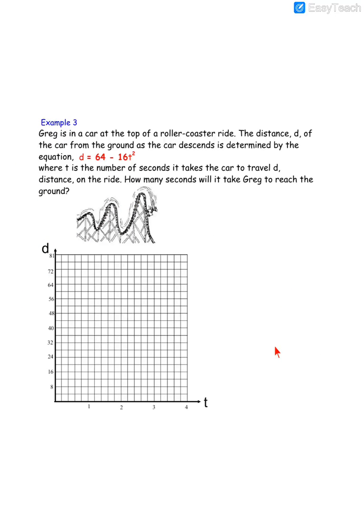Example 3. Greg is in a car at the top of a roller coaster ride. The distance d of the car from the ground as the car descends is determined by the equation d equals 64 minus 16t squared, where t is the number of seconds it takes the car to travel d distance on the ride. How many seconds will it take Greg to reach the ground? Okay, the most awesome part about this is that it's already labeled for me with the intervals. I do need to label my axes. So this horizontal axis is going to be seconds, or just time. And this is distance.